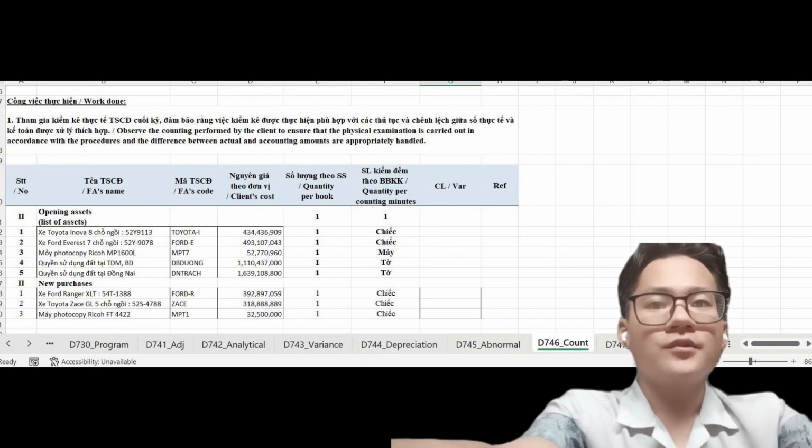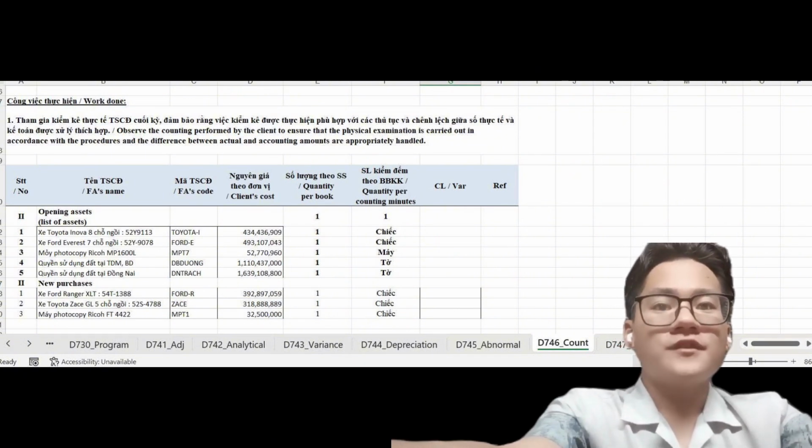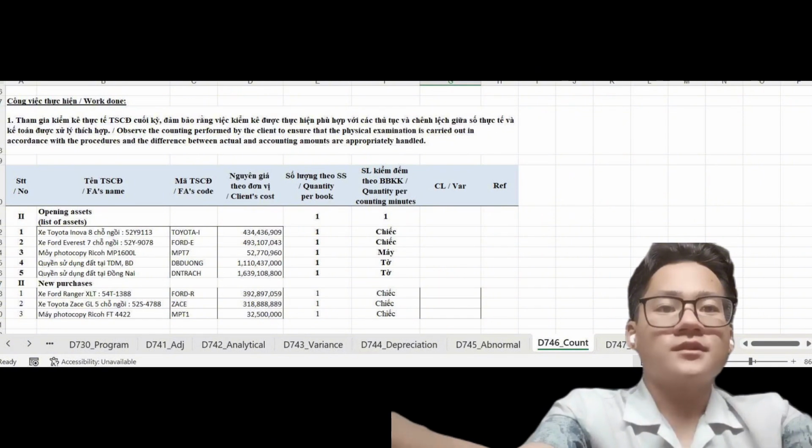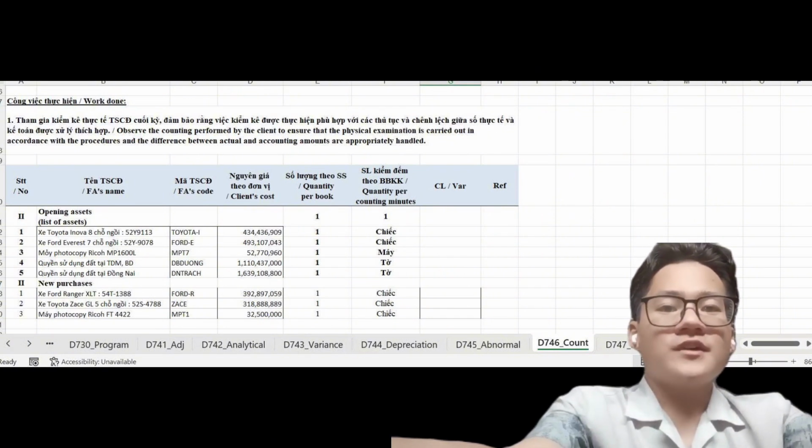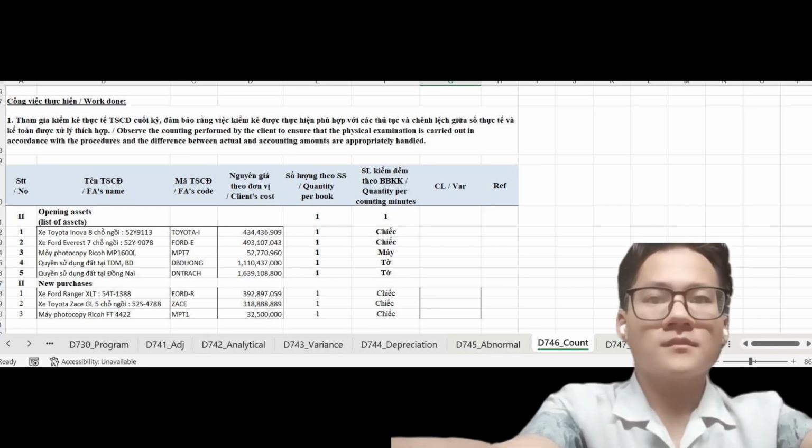What did we do? Firstly, we joined the physical inventory count with the company staff. Secondly, we watched the process closely to make sure it was done properly, no cutting corners. And lastly, we checked the count result against the accounting record to look for any difference. We used the fixed asset inventory count sheet provided by the company as our main data source.